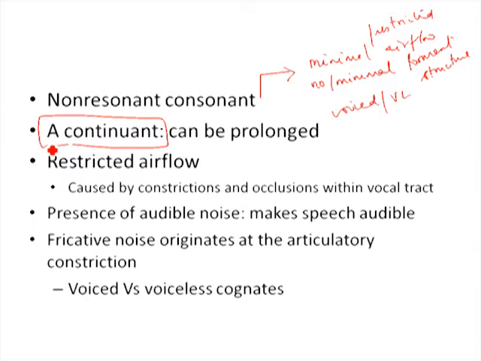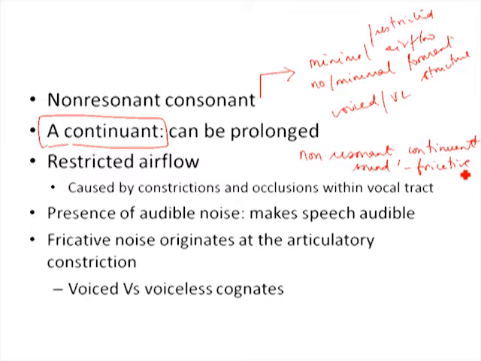So if I go s, sh, see how I can prolong those sounds? Hence, fricatives are non-resonant continuant sounds. So if I were to ask you, give me an example of a non-resonant continuant sound, you should be able to give an example of a fricative. Okay? So again here, restricted airflow. The restricted airflow is caused by constrictions and occlusions within the vocal tract. There is a presence of audible noise.